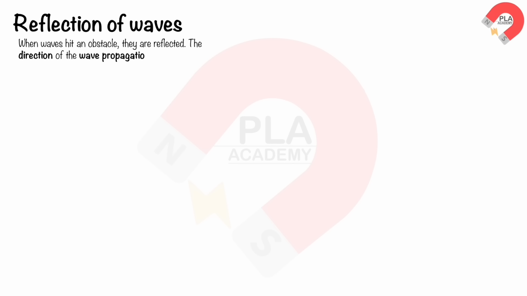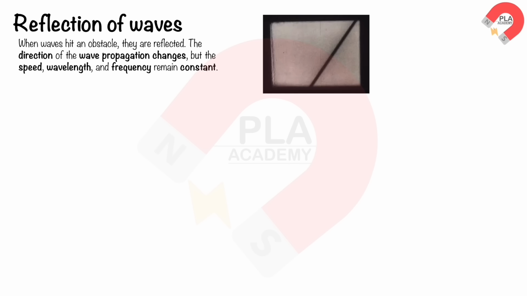Reflection of waves. When waves hit an obstacle, they are reflected. The direction of the wave propagation changes, but the speed, wavelength, and frequency remain constant. Demonstration of wave reflection using a ripple tank.